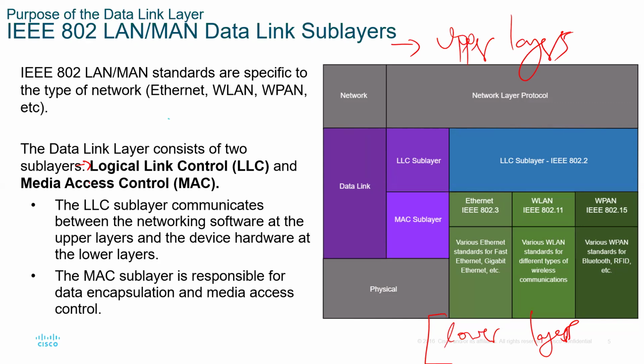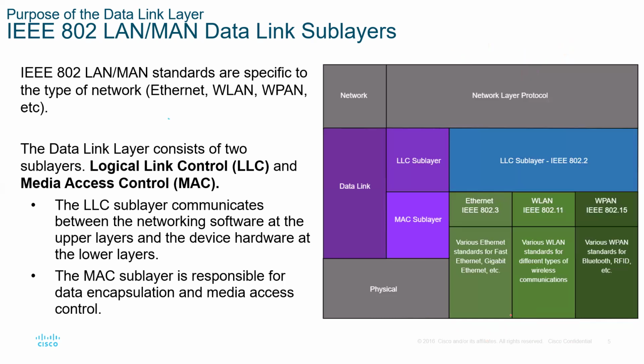Then going to the MAC. The MAC is responsible for data encapsulation and what we call media access control. And what is data encapsulation? Adding of the headers and the trailers. And one of the important things that is in the header, we have the MAC address. I think that's why it's called the MAC sublayer. So this one is responsible for data encapsulation, adding headers and trailer, most importantly, adding the source MAC address and the destination MAC address of the frame.